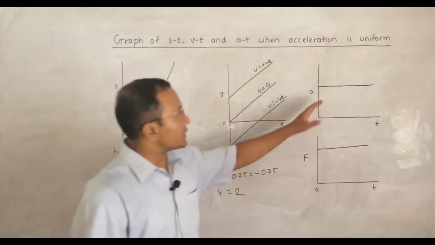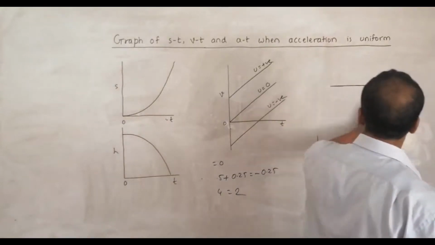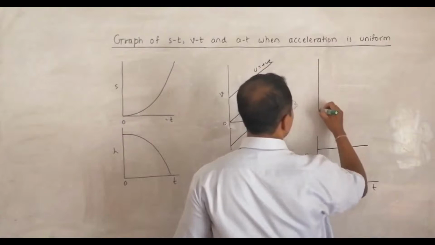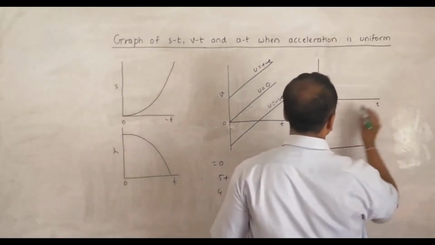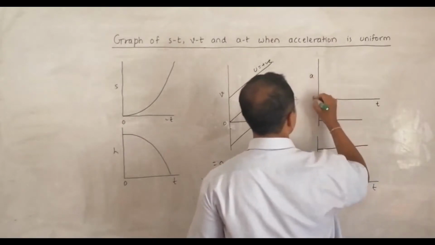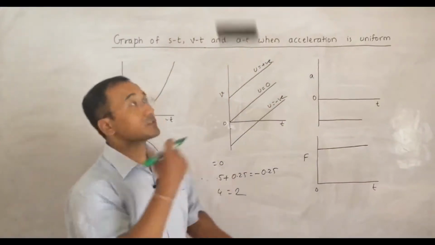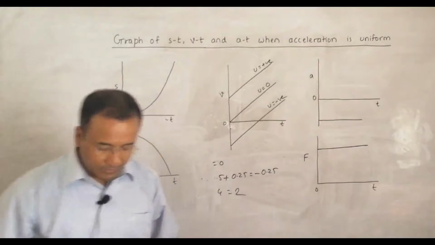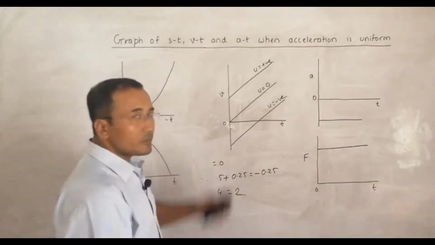If a is negative, my graph for a will be, not much difficult here. People always worry a lot about graphs. So if a is negative, the graph should be like this. This is a, this is O. It's negative and constant. This happens when we throw something up, or when some vehicle is being retarded, decelerated. And if a is like this, what about v then?